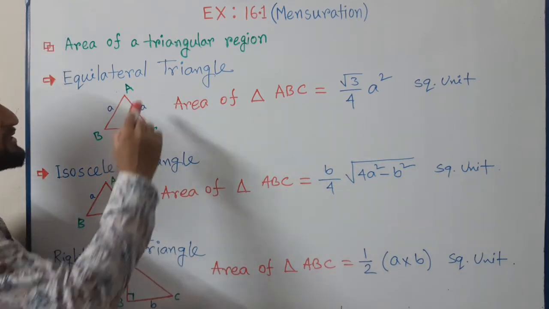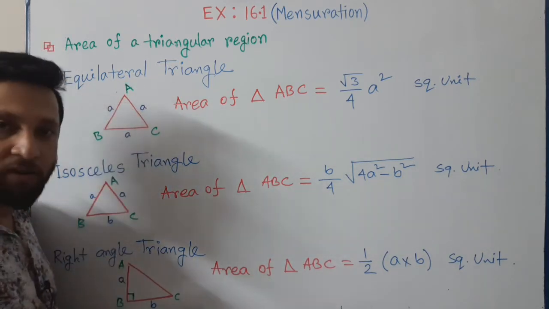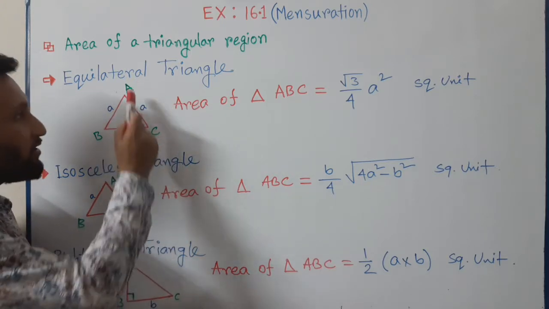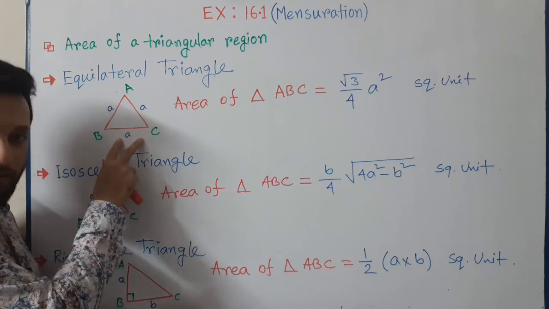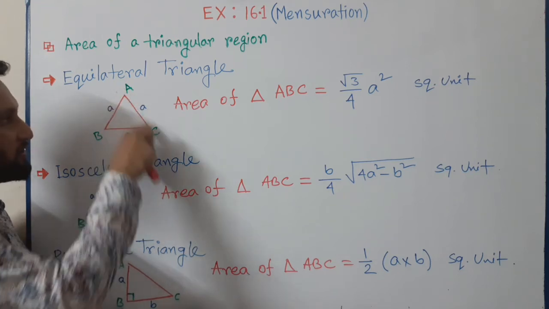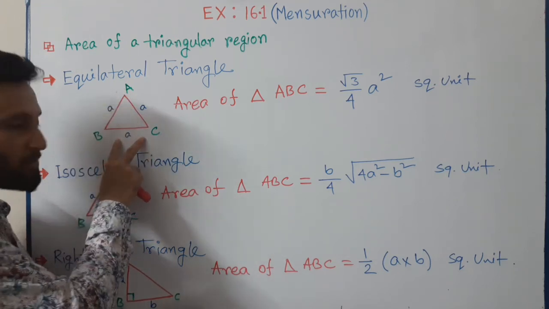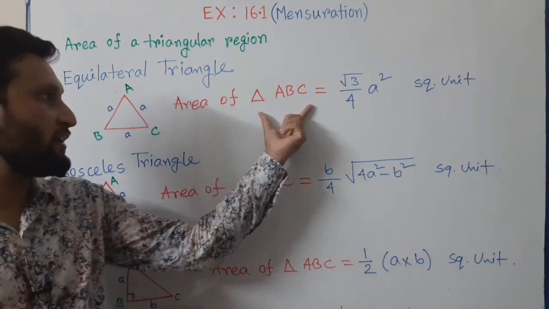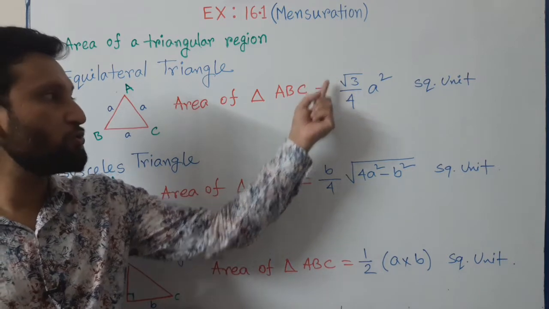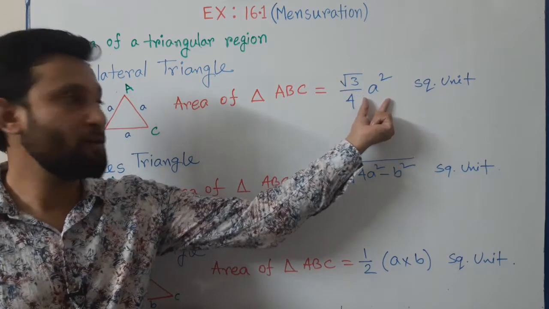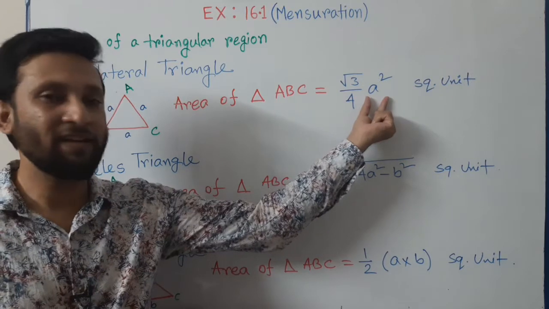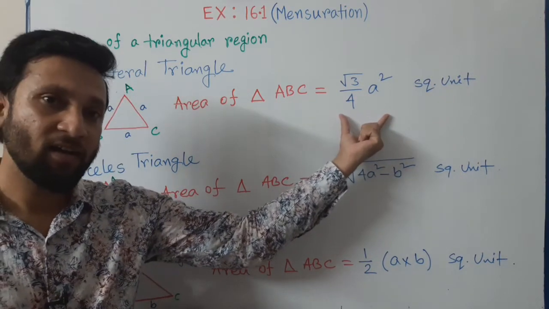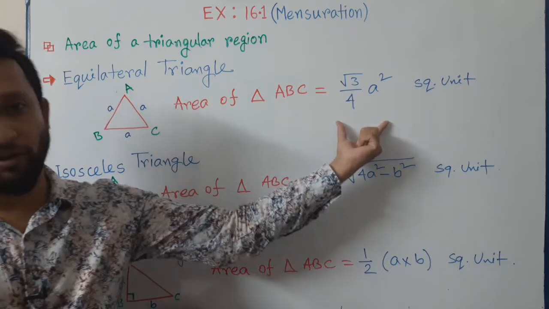Now equilateral triangle. Equilateral triangle means in a triangle all three side lengths are equal. Suppose ABC is an equilateral triangle where each side length is A unit. That means the three side lengths are equal and each side length measures A unit. So the area of this equilateral triangle ABC equals root 3 by 4 A square. That means root 3 by 4 times one side squared, in square units. This is the formula for the area of an equilateral triangle.